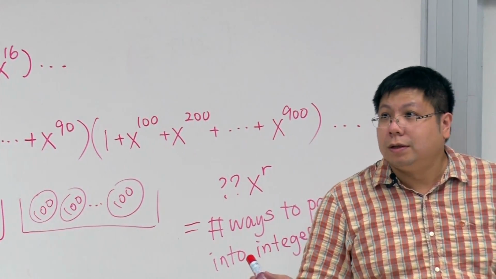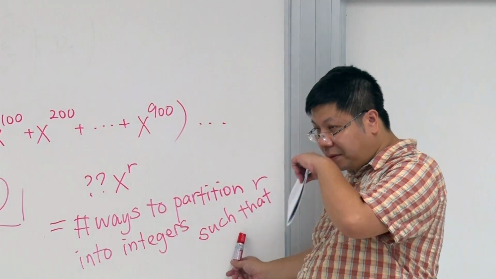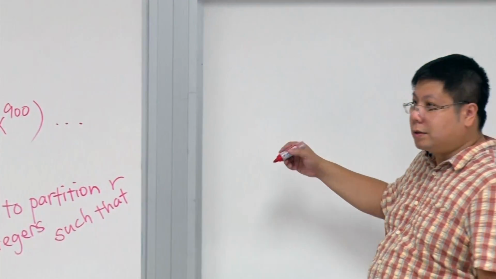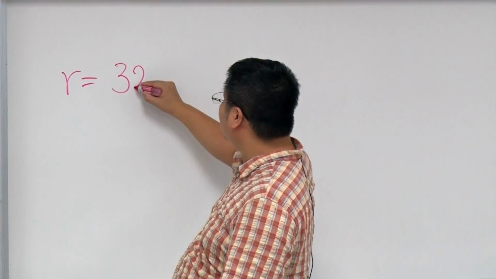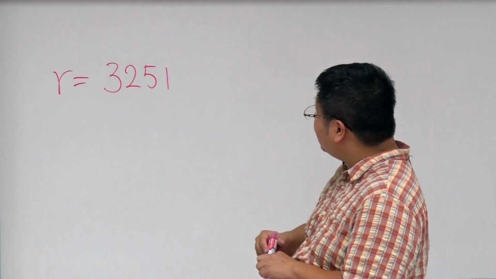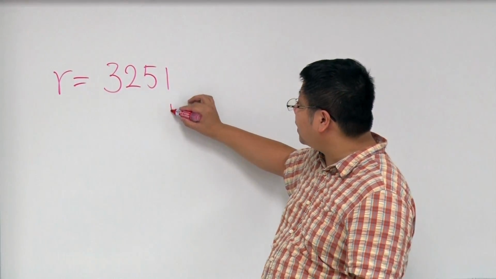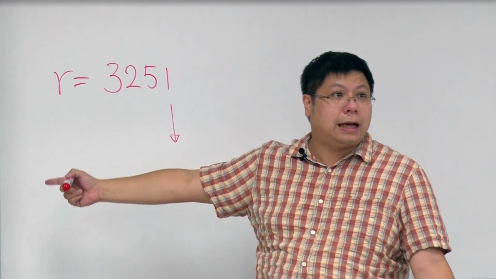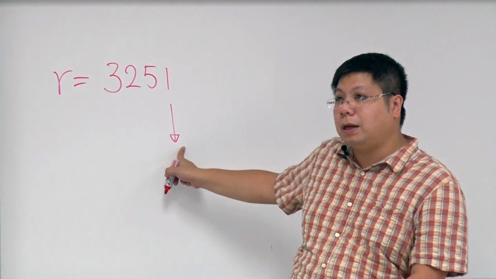So in other words, what does that mean? Such that, so if I have 3,000, and so let's say r is equal to 3,251. So what does that mean? So that means that in the first bucket, I must be picking exactly 1 apple, because in all the other boxes, it is at least 10. So I must be picking exactly 1 apple there.